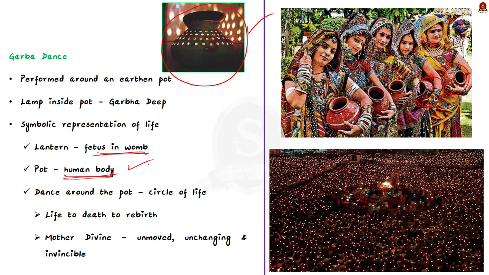Dancers move around in circles, making circular movements with their hands and feet around this earthen pot. This gesture symbolizes the circle of life, which moves from life to death to rebirth, leaving only the Mother Divine unmoved, unchanging and invincible. With this information about the dances, let us see how both these dances differ from each other.